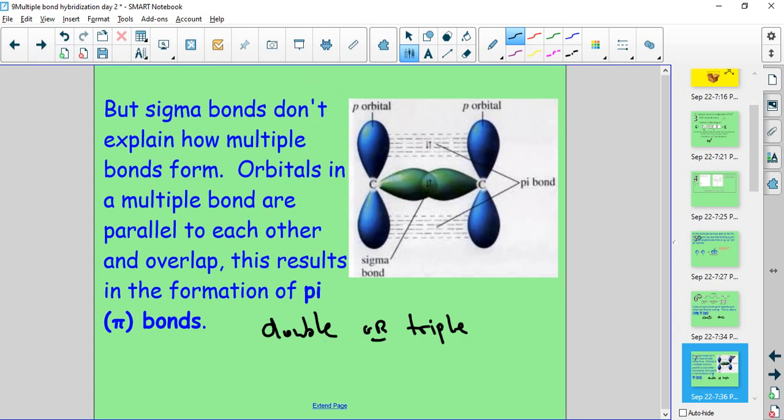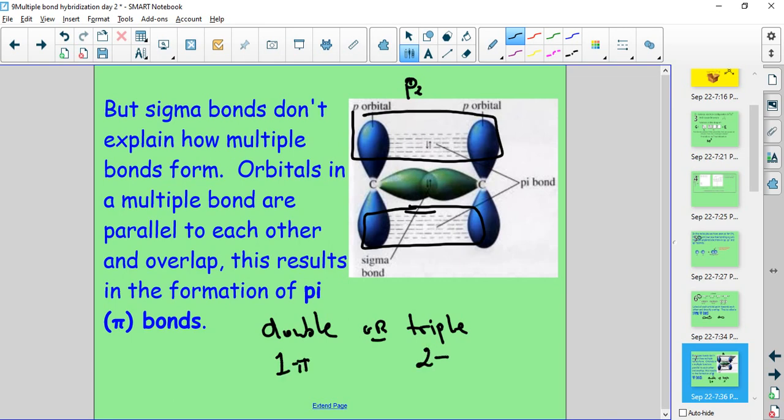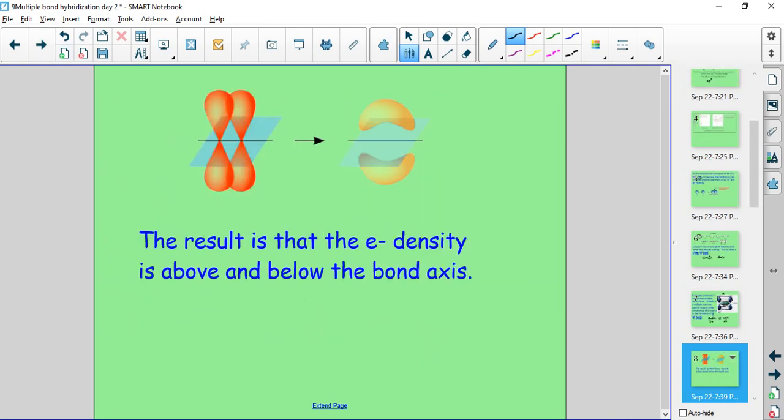Now your pi bonds, they don't head-on collide. They instead overlap, and they overlap in the same dimensions. So let's say this is a pz. This pz is going to overlap, and that will create a double bond. A double bond has one pi bond. A triple bond has two pi bonds. We'll get to those details in a bit.